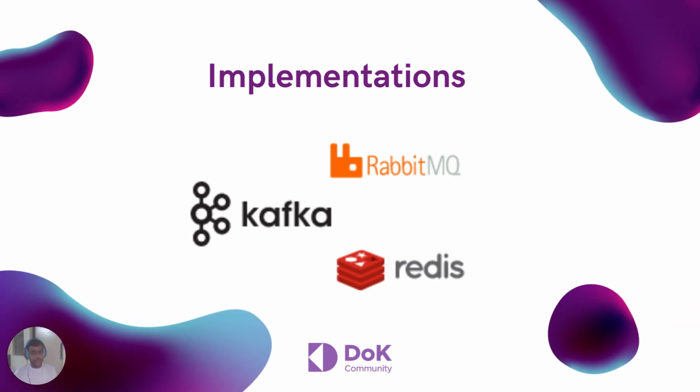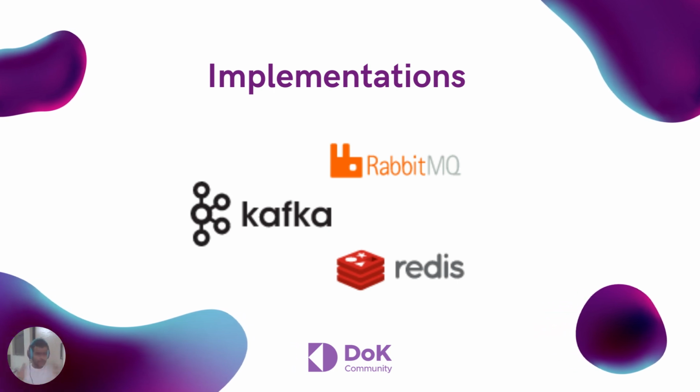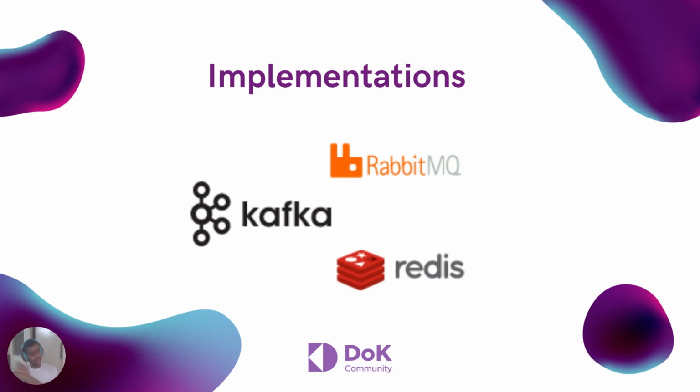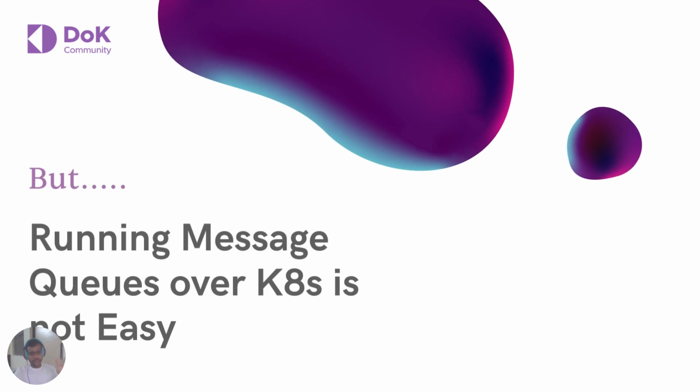You have some in-house message queues such as RabbitMQ, a very famous one, and then you have Kafka. Well, Kafka is much more than a message queue, but it can be used as a message queue. And then you can use in-memory databases such as Redis as message queues as well. But like every engineering solution, message queues come with their own problems.